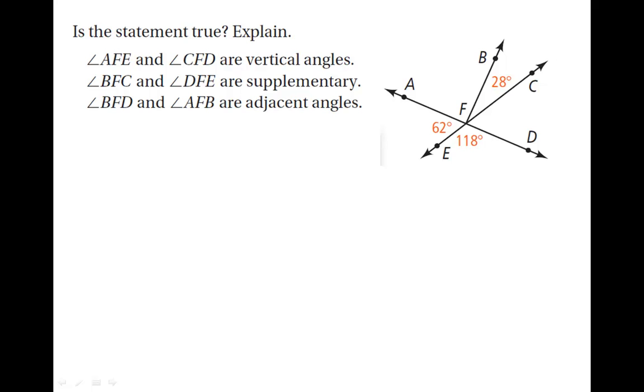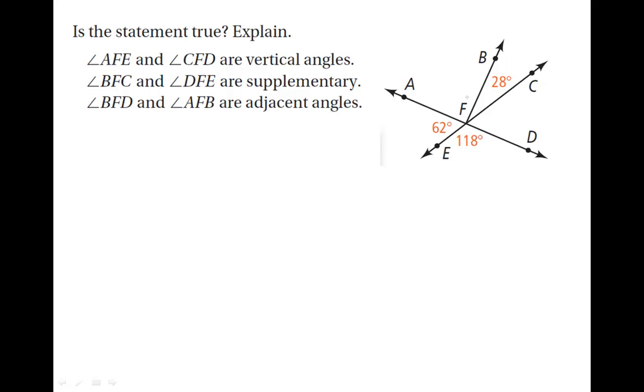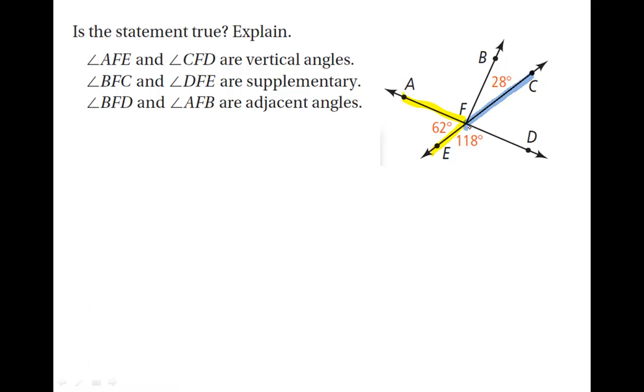We're going to check all of these statements. All right, AFE. I want to check to see if AFE and CFD are vertical. So AFE, and then I'm going to highlight the points CFD. All right, these appear to be vertical, right? They are across from each other, so that's good. And all you need to do is check to make sure that you have opposite rays right here. In other words, two rays that form a straight line. So that forms a straight line. That's good. This forms a straight line. That's good. So that checks out. These are vertical angles.